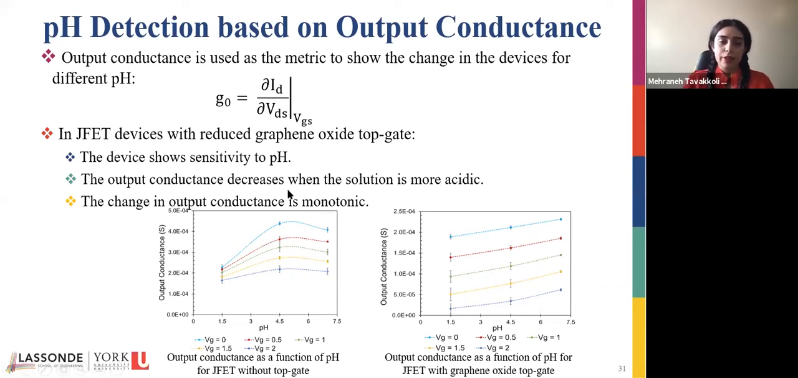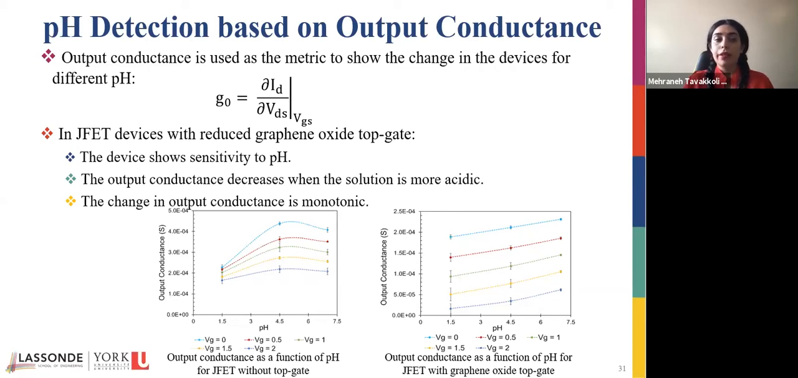The left graph is the output conductance as a function of pH for the JFET without the top gate. As you can see, with decreasing pH level, the output conductance first increases and then decreases for the devices without any top gate. But in JFET devices with the reduced graphene oxide top gate, the device shows sensitivity to pH, and the output conductance decreases when the solution is more acidic.